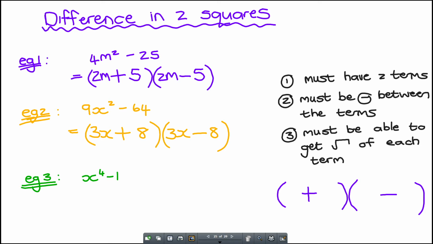Have I got 2 terms? Is there a minus? Can I get square root? Yeah. Okay, so do, quickly do. Square root of 1 will still be? 1. 1, because 1 times 1 gives me 1. Times 1, 1. Times 1, 1.